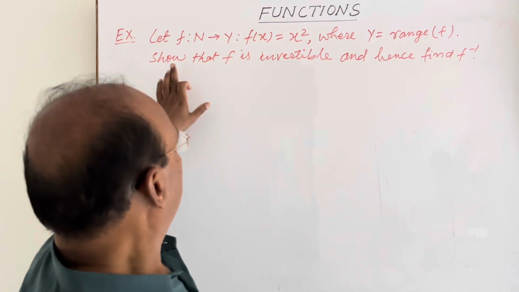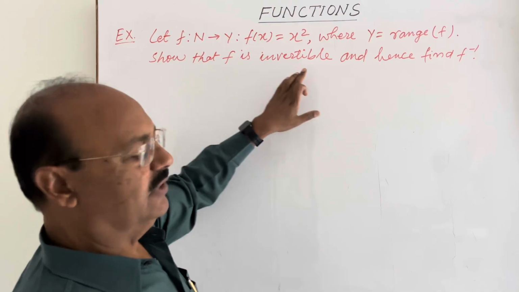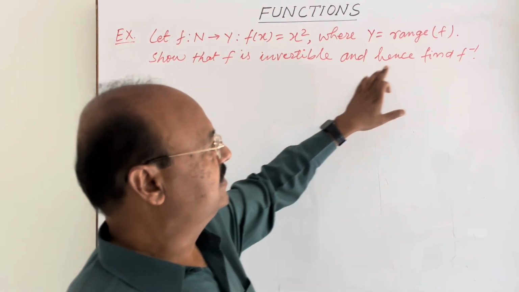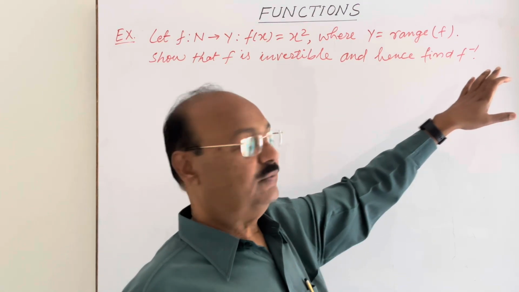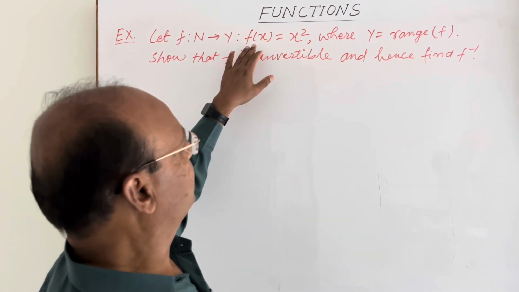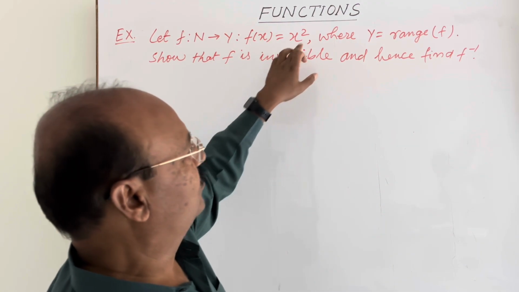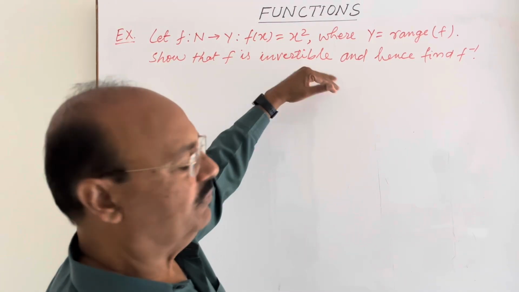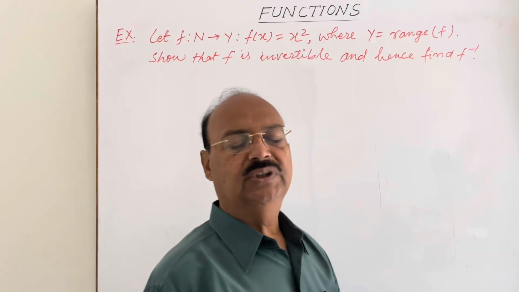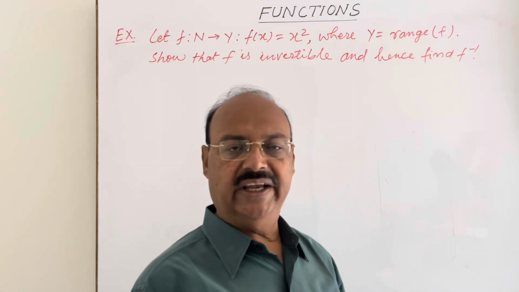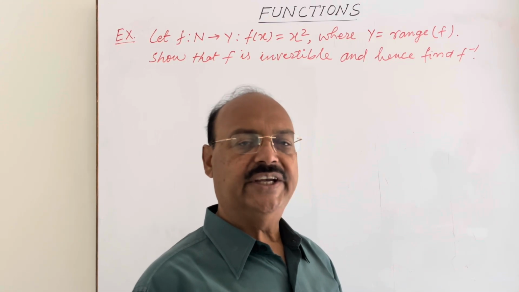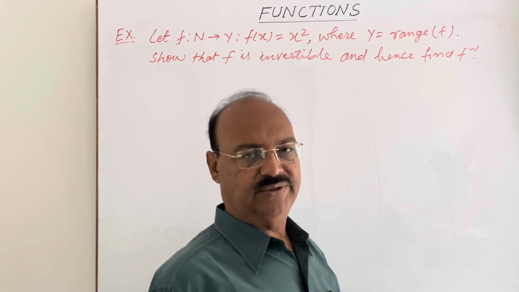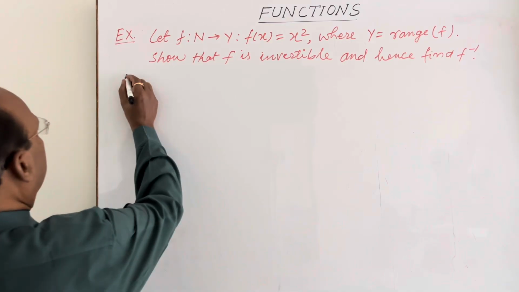Fine. So we have to show that f is invertible, means its inverse exists, and hence find f inverse. So first of all, we will show that this given function f(x) is equal to x square is invertible. And for showing invertibility of any function, we need to show that this function is one-one and onto. Then only it will be invertible, means its inverse can be obtained. Okay. So let us see the solution here.